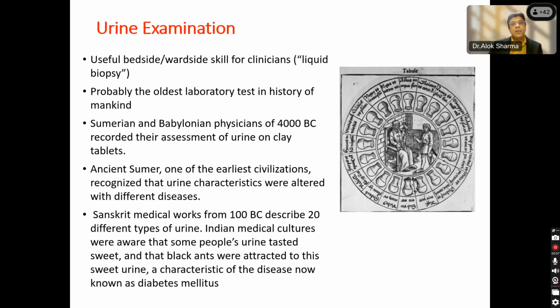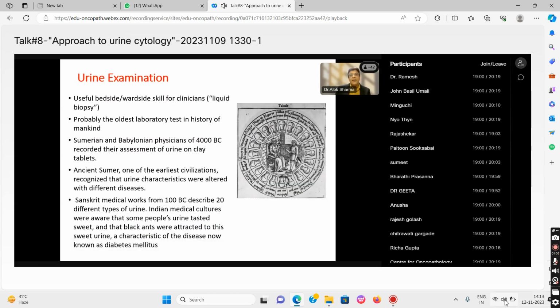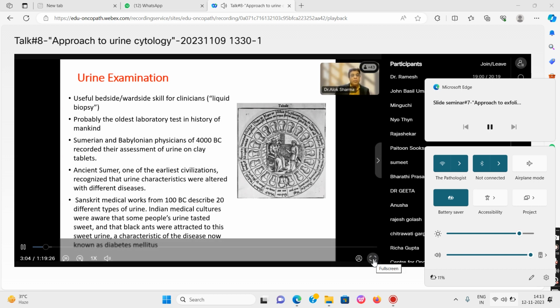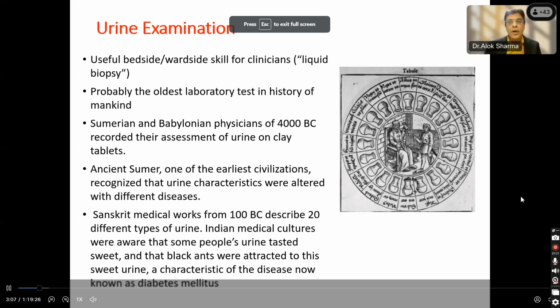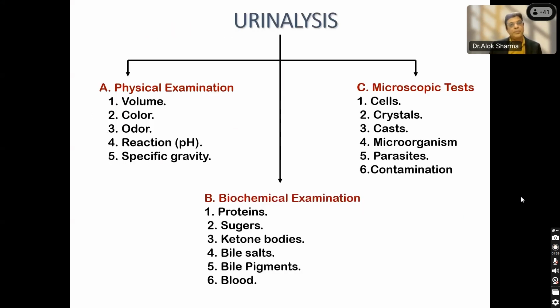All of you know it's a liquid biopsy. It's the most common scientific term used for it. And you'll be surprised to know that this is probably the oldest laboratory test in the history of mankind. Even in the older literature, around 4000 BC, there are records of analysis of urine on clay tablets. And even in our own texts, the Sanskrit medical works from around 100 BC also described it. Around 20 types of urine they could identify based on gross examination, smell and taste. So probably it's one of the oldest laboratory tests known to mankind.